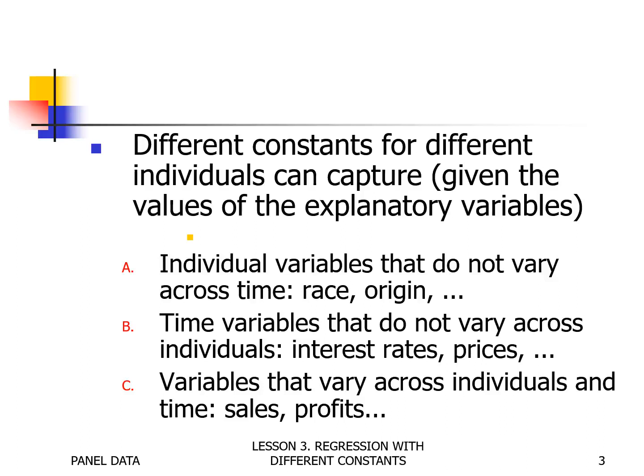Using different constants for different individuals can be useful to capture the importance of individual variables that do not vary across time, the importance and effects of time variables that do not vary across individuals, and variables that vary across individuals and time. So this is one very important idea, and that is that heterogeneity is going to be captured, subsumed in the different constants.